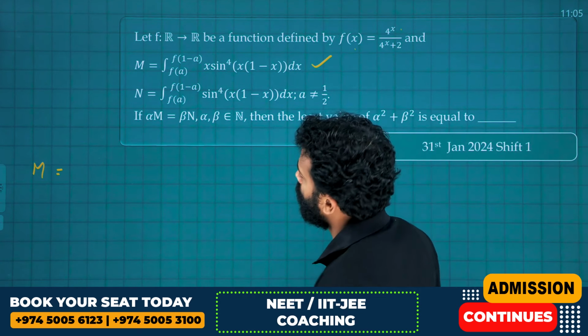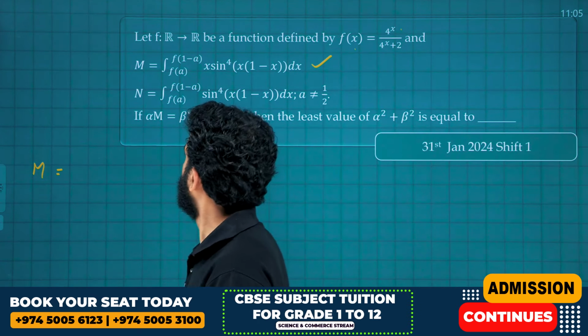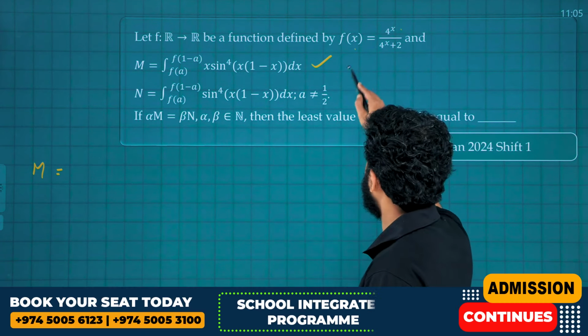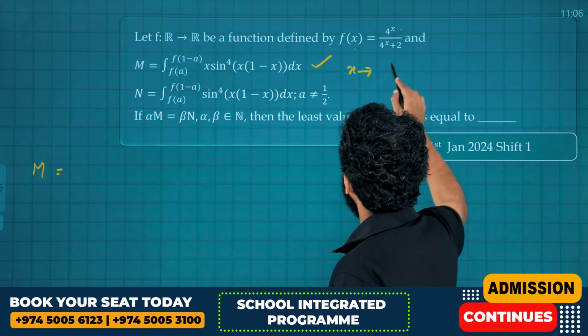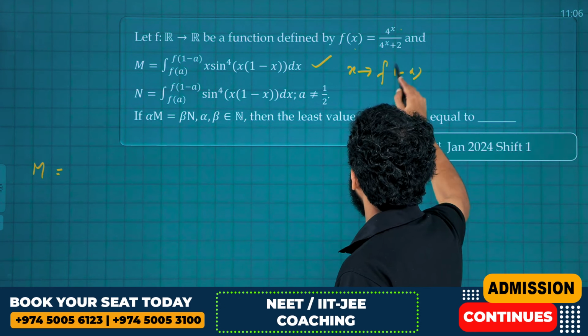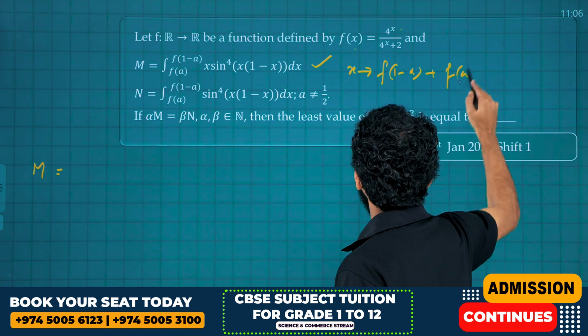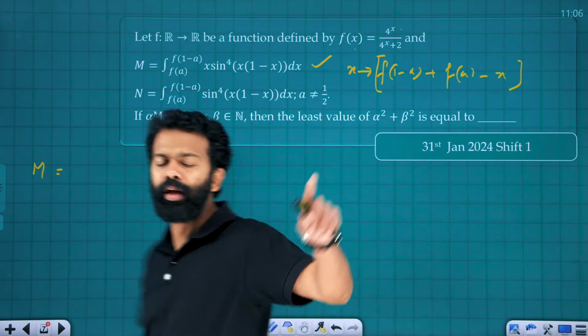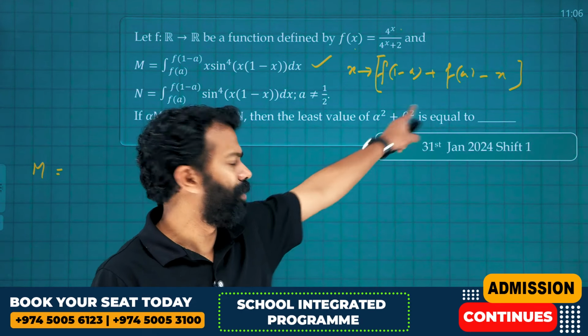Okay, so applying King's rule, instead of x, what do we need to substitute? f of 1 minus a. Instead of x, we need to substitute f of 1 minus a plus f of a minus x. We need to substitute it like this.